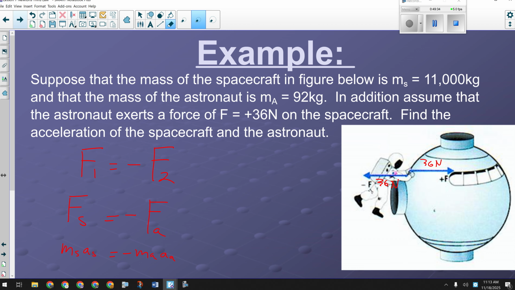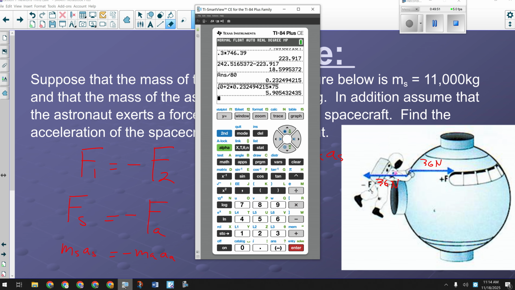I absolutely could. So for the ship, 36 newtons equals 11,000 kilograms times the acceleration of the ship. Are we talking a pretty small acceleration here? We absolutely are. So 36 divided by 11,000, not 10,000, 11,000. That's pretty small. It's 3 millimeters per second squared. Not much, right? It also doesn't last for very long, because it only lasts as long as the astronaut is pushing.